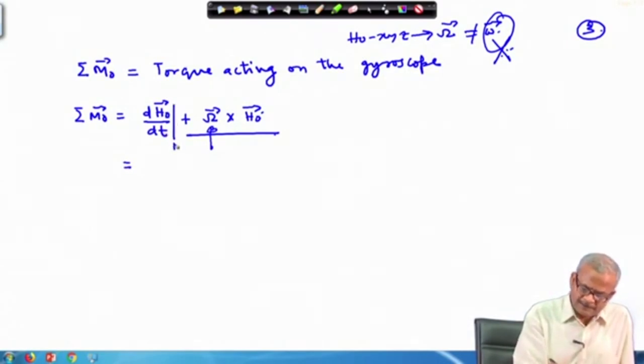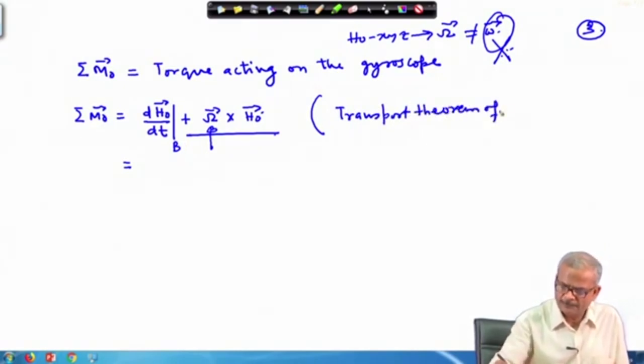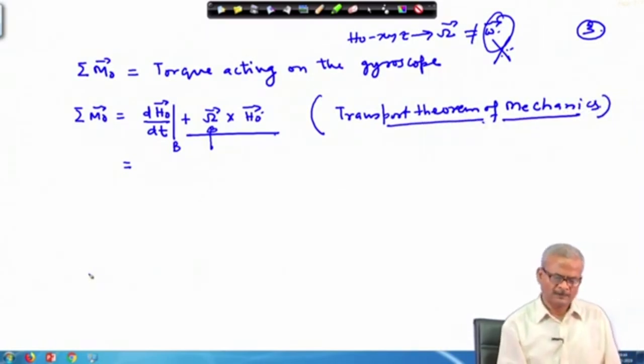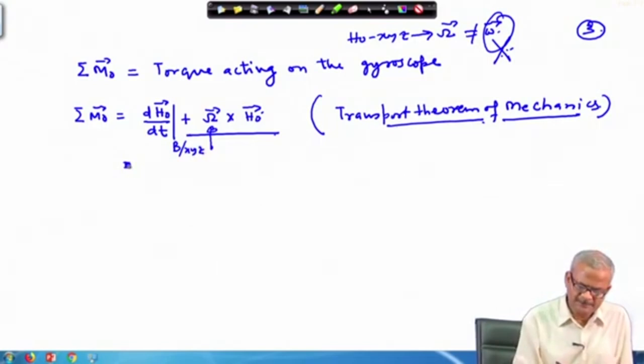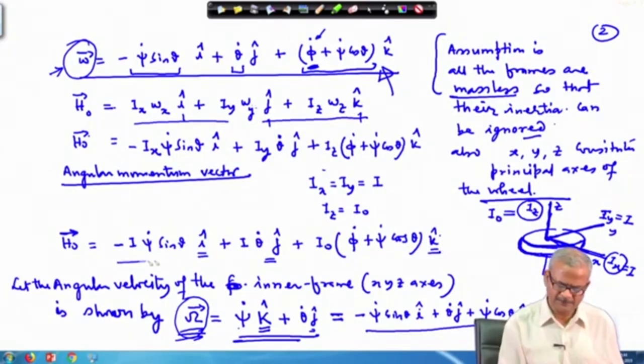And this part is with respect to the body axis. So, what equation are we using here? We are using the transport theorem of mechanics, which we developed while discussing rigid body dynamics. So, this is with respect to the body axis, which is nothing but your x, y, z axis. So, differentiate this. In H0, the I, j, k in the body axis are not changing, so we do not need to differentiate them; only these quantities will be differentiated and we have to insert them there.